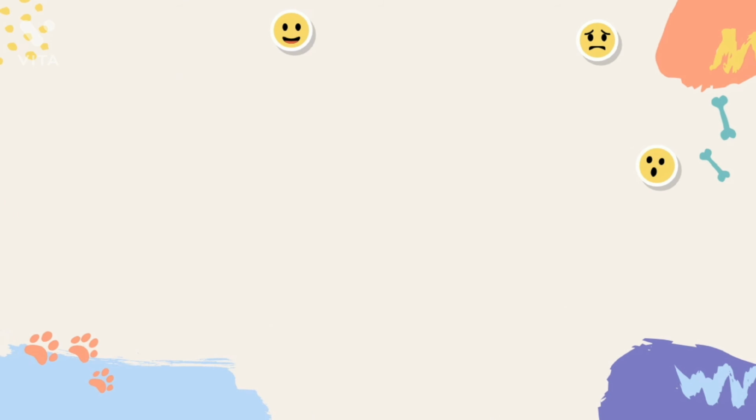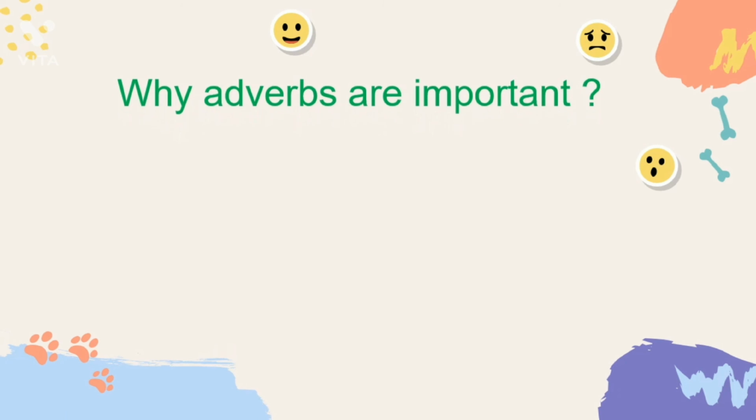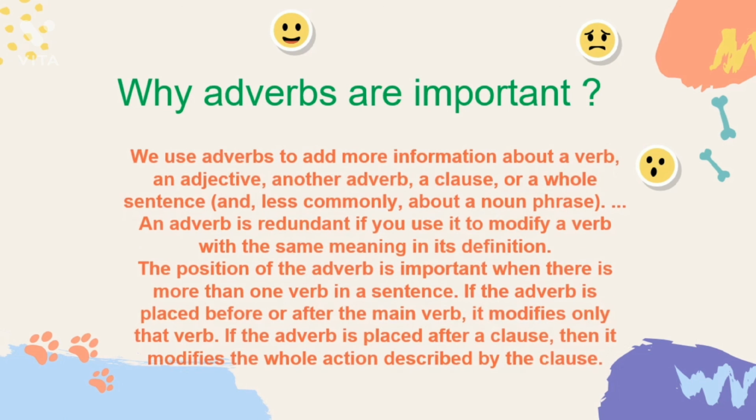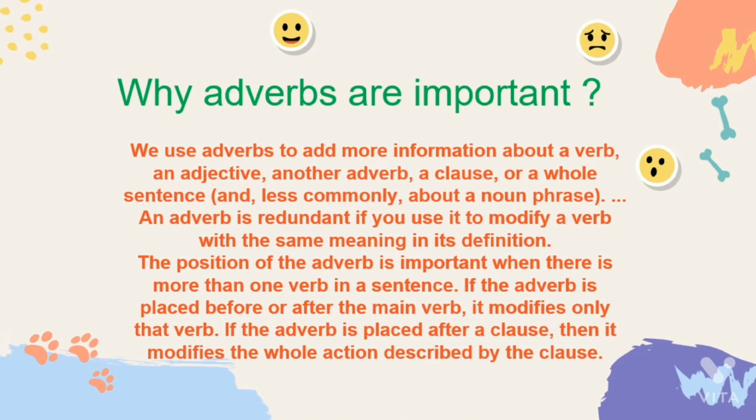As we have learned about the adverbs with their types followed by their examples, let's know more about why adverbs are important or why adverbs are used in English grammar. So, we generally use adverbs to add more information about a verb, an adjective, another adverb, a clause, or a whole sentence. An adverb is redundant if you use it to modify a verb with the same meaning in its definition. The position of the adverb is important when there is more than one verb in a sentence.